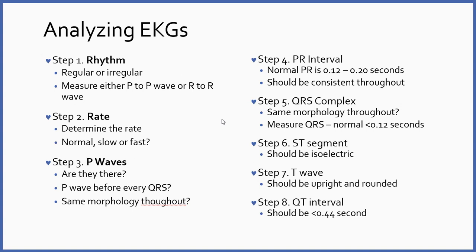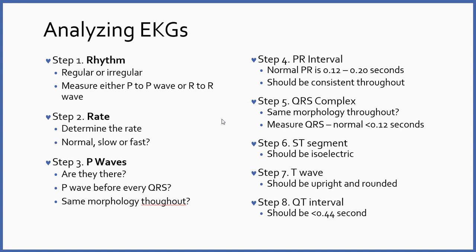Next thing you're going to do is figure out the rate. Remember, if it's printed on the strip and there's no artifact or any reason to doubt that the number that is there is correct, just go with that. But if you're in doubt or you don't have a number or there's a lot of artifact, get a quick estimate with the 6-second strip method.